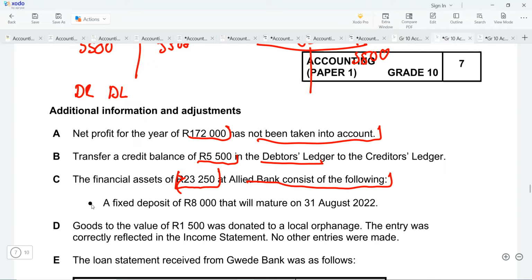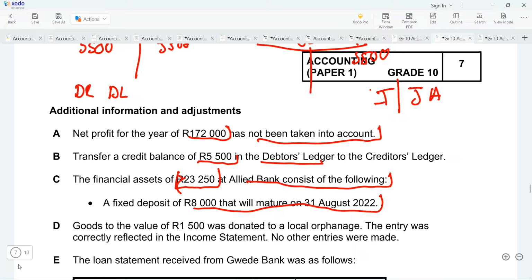So now they're saying a fixed deposit of 8,000 will mature on 31 August 2022. Now remember, our year is ending on June. We are on June, and then this will mature on the 31st of August. So which means it will be July, August. It will mature 2 months after we have closed our books.